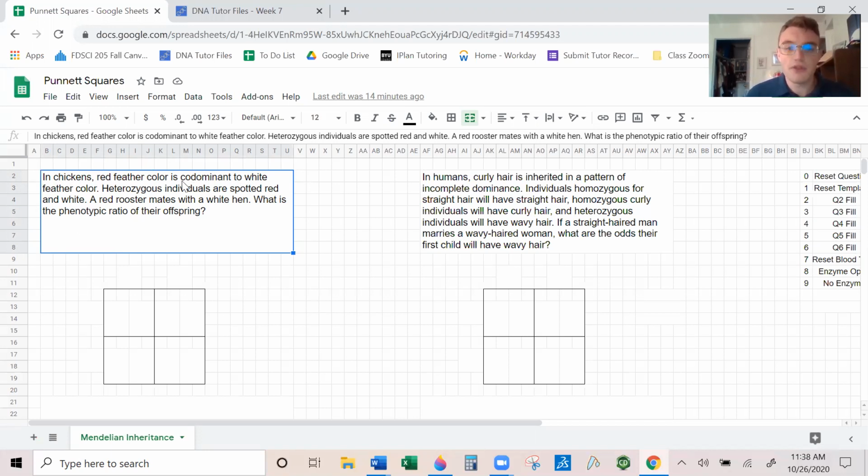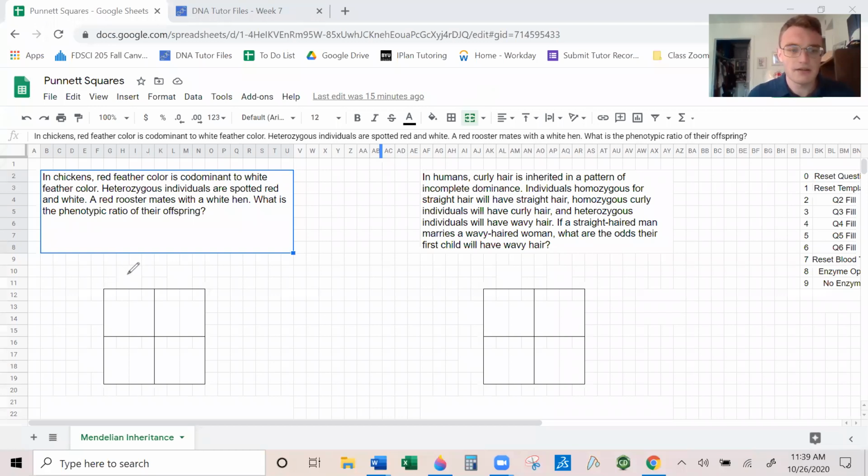Even if I didn't tell you that red is codominant to white, reading this statement, heterozygous individuals are spotted red and white, gives it away. That's codominant. If it spots, it's codominant, guaranteed. So you don't even need me to tell you it's codominant, because heterozygous individuals are spotted red and white. That's a codominant problem. A red rooster mates with a white hen. What is the phenotypic ratio of their offspring?